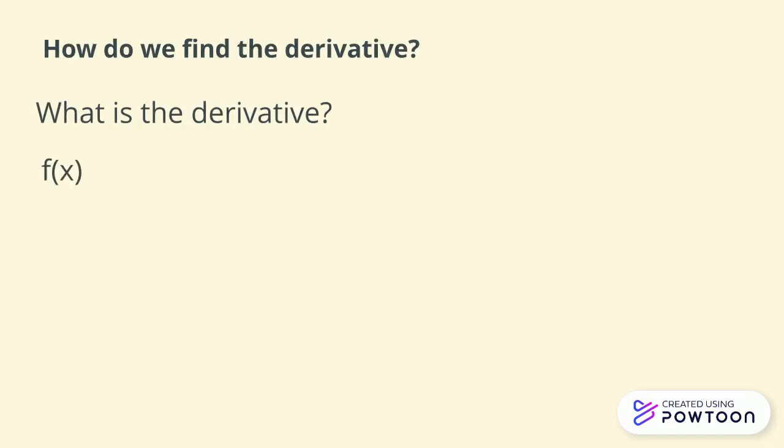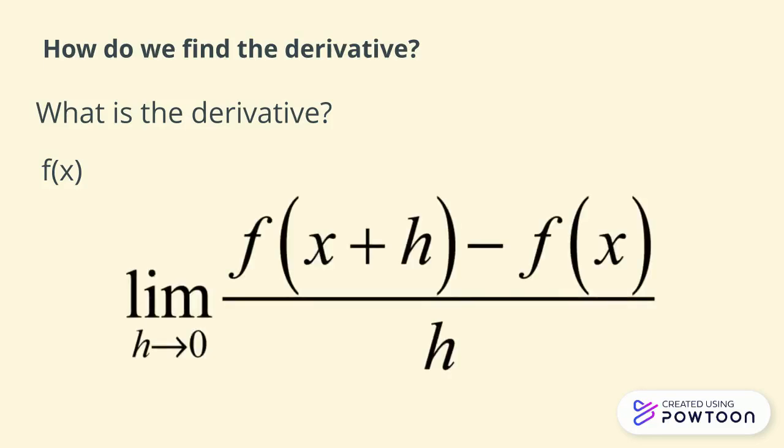So if we're given f of x, the derivative is given to us by the limit as h goes to 0 of f of x plus h minus f of x, over h. Let's look at a quick example.